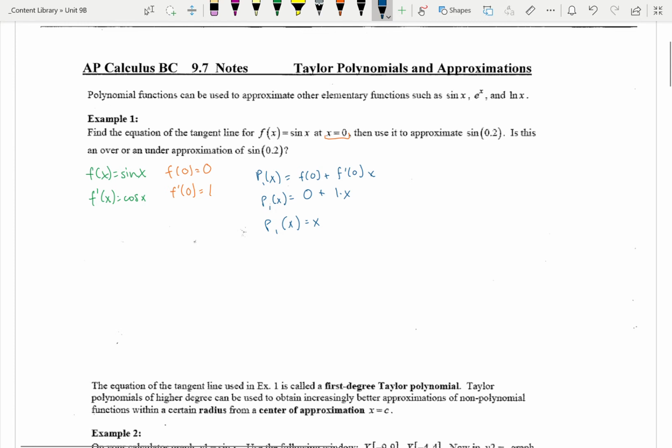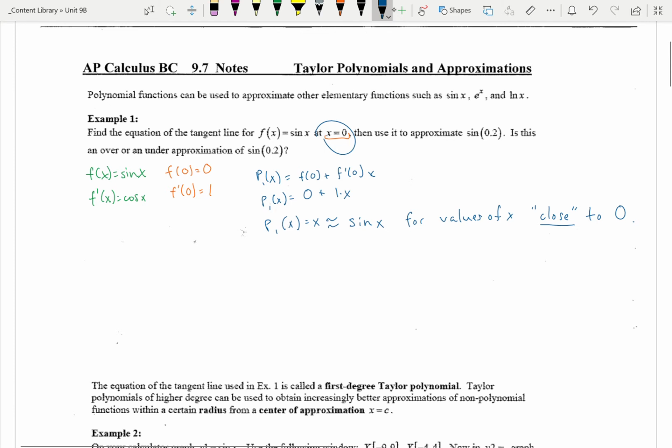So remember that the tangent line is a local linear approximation, squiggly equal sign, of the function. So we know that x is approximately equal to sine of x for values of x close to 0. Why 0? Because that's the point of tangency. So when we say local, we're talking about close, local linear, or close to the point of tangency. So that's why we can use the tangent line to approximate the function.